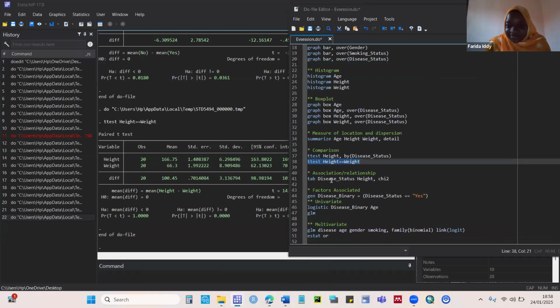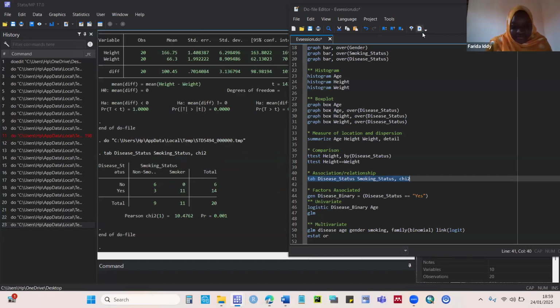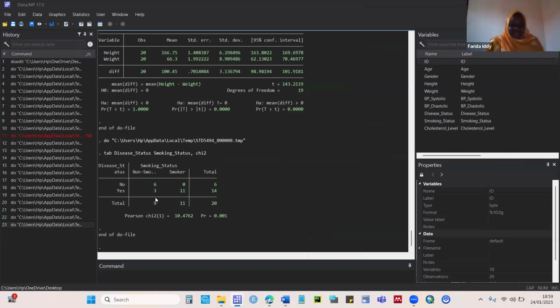So this is chi-square. Let me use the smoking status. If I run this, I'll just get this. The p-value is 0.001, so there is a very highly significant association between smoking status and disease status.